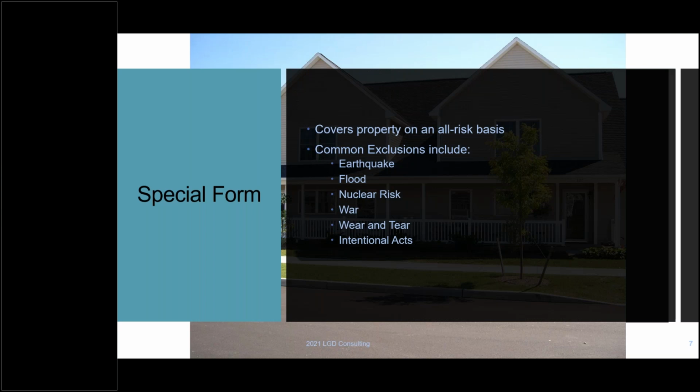The special form, or the DP3, is all risk. Open peril, all risk, all perils, however you want to say it, however you might see it on the test. We cover anything that happens to the structure that you could possibly imagine, except for this list of exclusions.